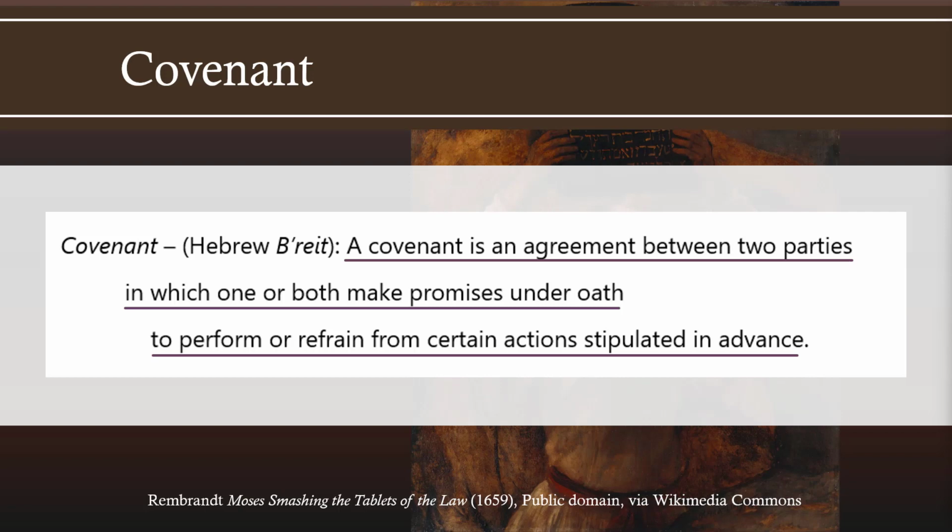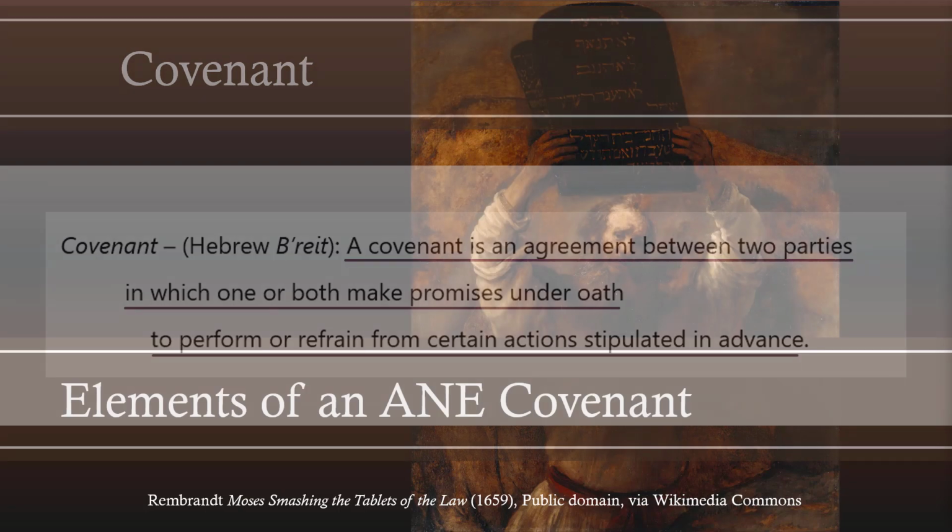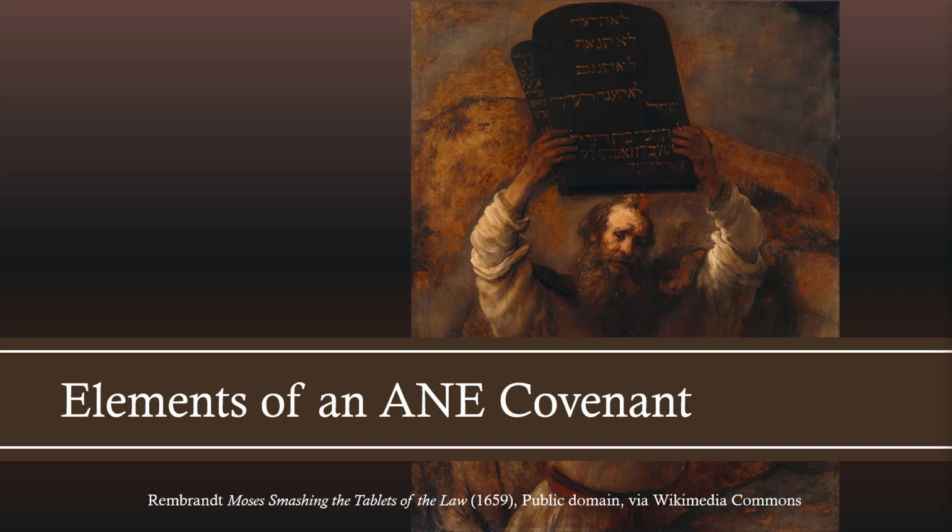Now that we have a definition, let's look at the elements of an ancient Near East covenant. This is number 2 on your handout. A-N-E on the screen there is ancient Near East. They find these everywhere, and it's really a great thing to study, because you can see how God takes what the culture does and puts his own spin on it, always in a way that's amazing.